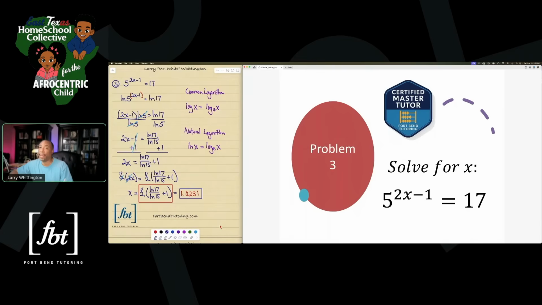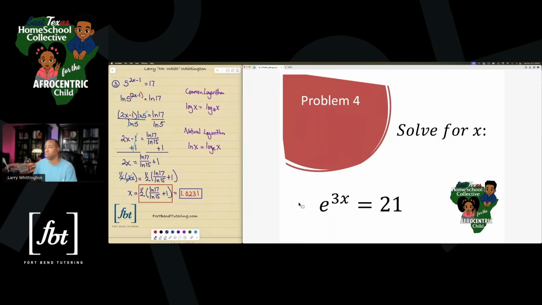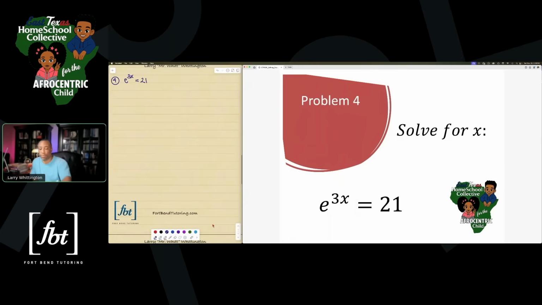Problem number 3. And now what we're going to be looking to do is our next problem. Let's get this next problem going over here, Gage. Let's check it out. We've got example 4 now. With example 4, you have Euler's number as the base. You have that e value, that natural number, and it's e to the 3x equals 21.